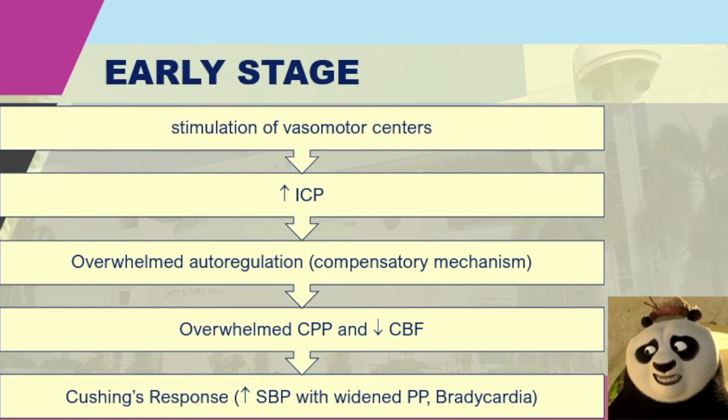Okay, recall that your pulse pressure is the difference between your systolic blood pressure and your diastolic blood pressure. Whenever, class, okay, whenever there is an increase in your systolic blood pressure, but the diastolic blood pressure remains the same, okay, you would expect that there will be widening of your pulse pressure.